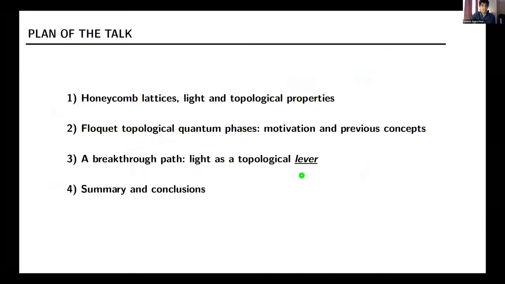So what's the plan of the talk? We will try to describe a little bit of the main ingredients in this talk. Some Floquet features that we will use, since we will use light as a time periodic potential, and some of the consequences in a charge transport setup in a honeycomb material which is natively topological.